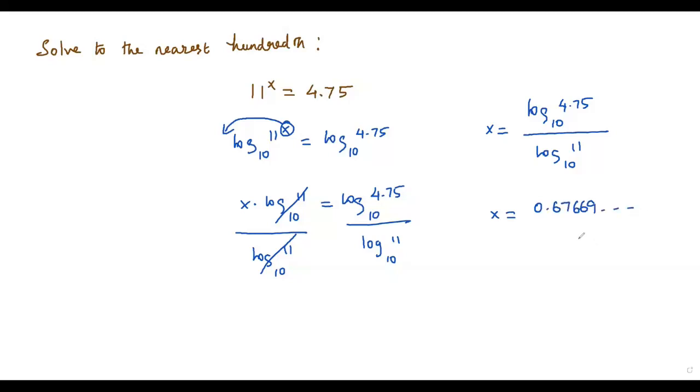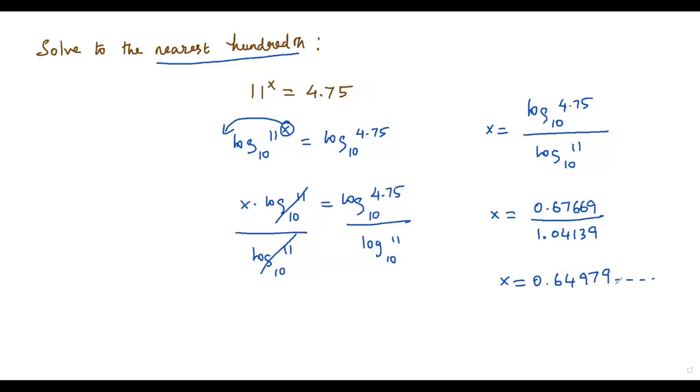From the calculator we get 0.67669, and it keeps going, so we can round it to 5 digits after the decimal point. The value of log 11 to the base 10 is 1.04139, which also keeps going, but we can round it to 5 digits. Now I have to divide 0.67669 by 1.04139 using our calculator. Then I get 0.64979, and it keeps going. Anyway, we have solved for x.